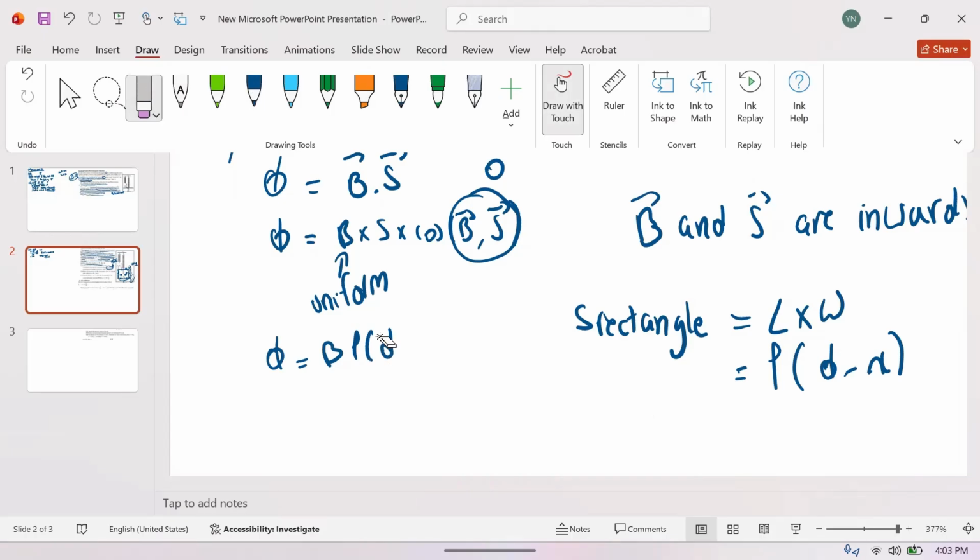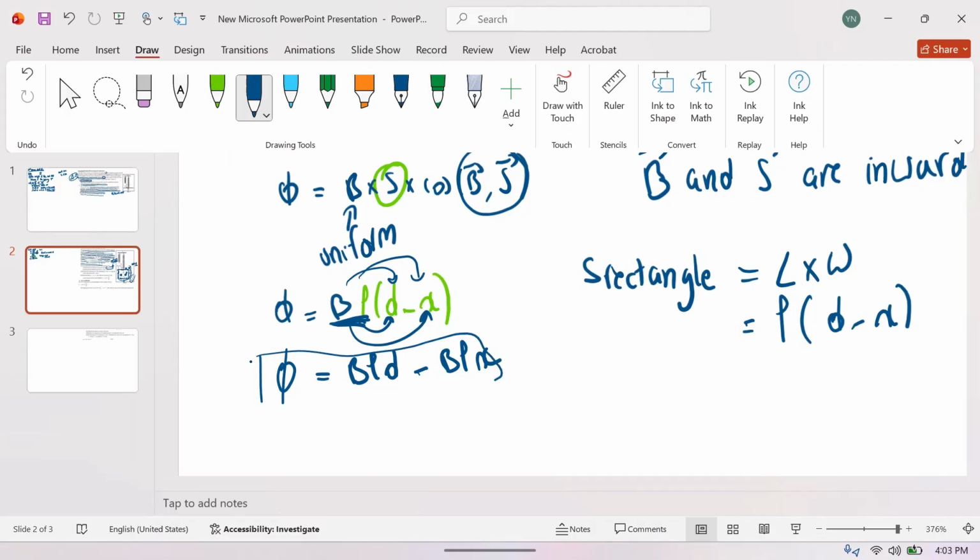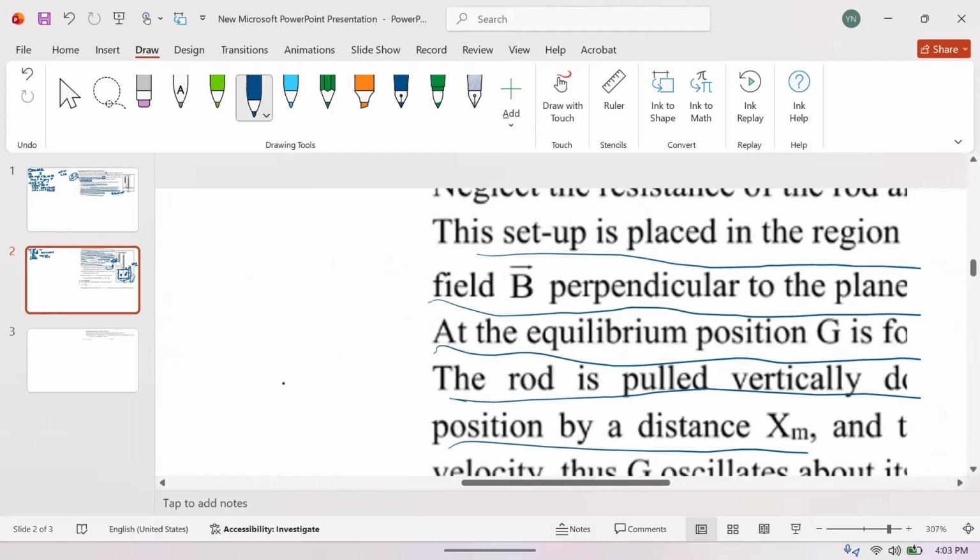So instead of the surface here, by the way, just to be clear, I will be putting small l times the width, which is minus D minus X. If you expand that, you will be getting BL times D, then BL times minus X. So it's BLD minus BLX. Is that what they want in question 2.1? I think so.